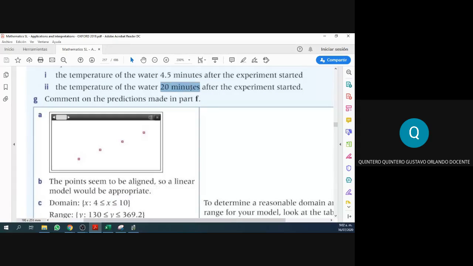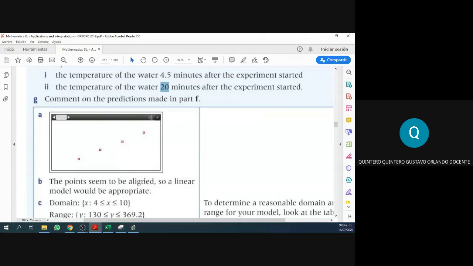But what about 20 minutes? Find the temperature of the water 20 minutes after the experiment. Is that interpolating or extrapolating? In the chat, please. All right, thank you. We have a lot of extras. Thank you, guys. You guys are correct. Simply because we are looking for a value that is outside of the domain. Look, the domain goes from 4 to 10. We are looking for 20, so we are extrapolating.